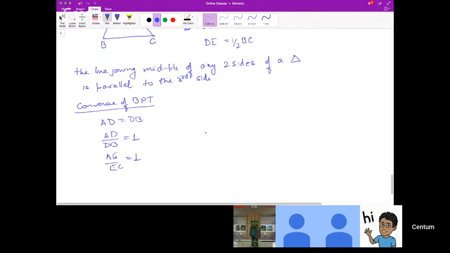So hence from 1 and 2, I can infer that AD upon DB equals AE upon EC. And this is a prerequisite of the converse of the basic proportionality theorem. So hence by converse of BPT, I can say that DE is parallel to BC. Perfect.